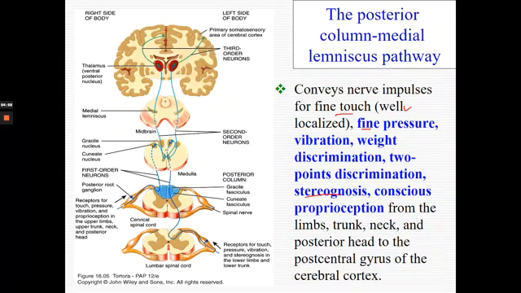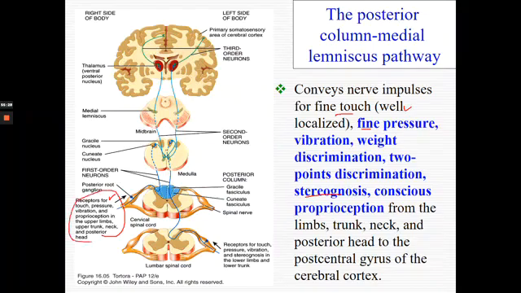We will talk about the other system in a while. The receptors here are the same. These are the receptors for gracilis, the same for cuneatus from the upper part of the body. Receptors for touch, pressure, vibration, proprioception, and stereognosis too. Stereognosis from the upper limb is transmitted through the fasciculus cuneatus.